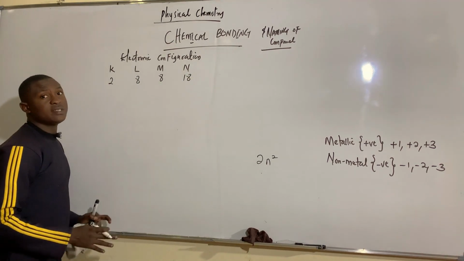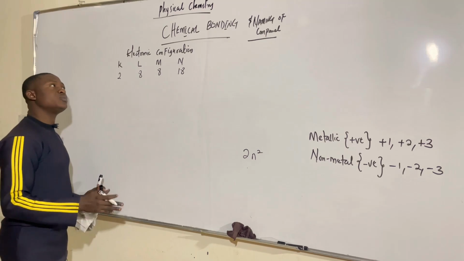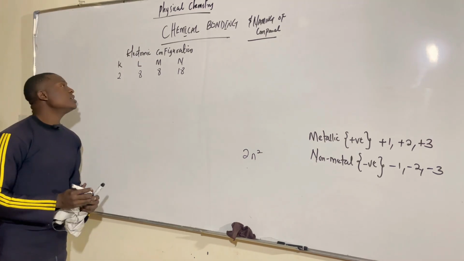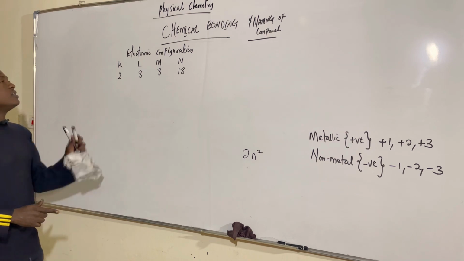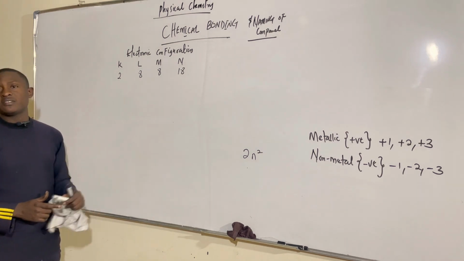But for the first elements, this is how we are going. It has a law, but in order not to waste our time, just have this at the back of your mind. For the K shell, we have 2. For the L shell, we have 8. For the M shell, we have 8. For the N shell, we have 18.